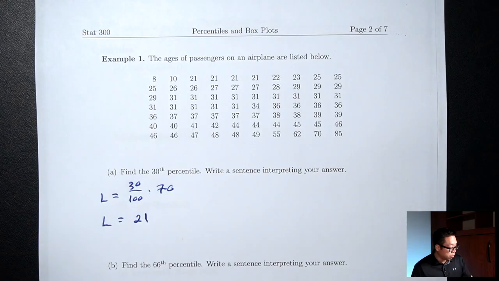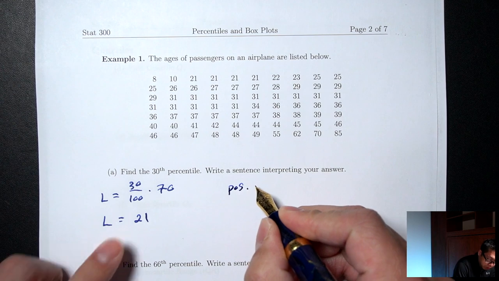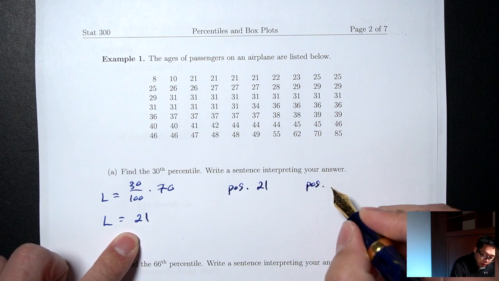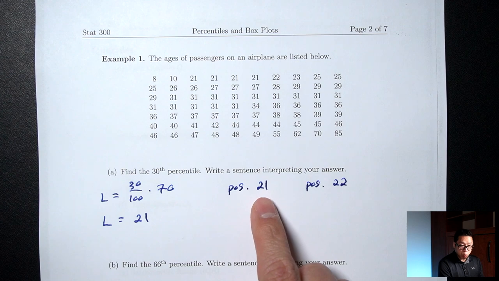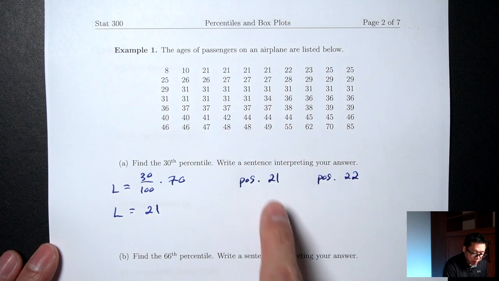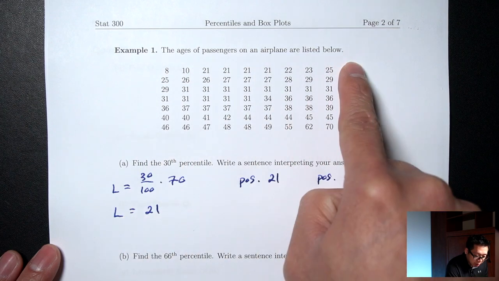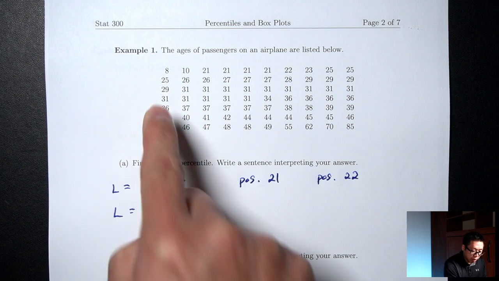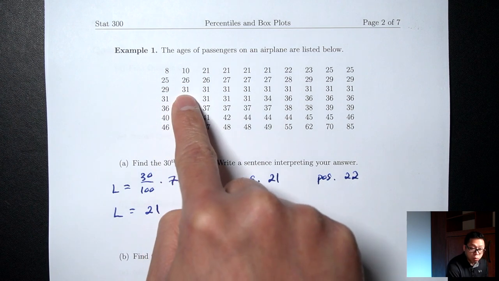Okay, so what that means is we're gonna look for the data values in position L, which is 21, and position L plus one, so 21 plus one, 22. And I wanna look for the data values that are in position 21 and position 22. And what that means is we're gonna count and figure out which one is the 21st data value. So there's 10 in each row here, so that's 10, 20, 21. So the 21st data value is the 29. And the 22nd data value is 31.